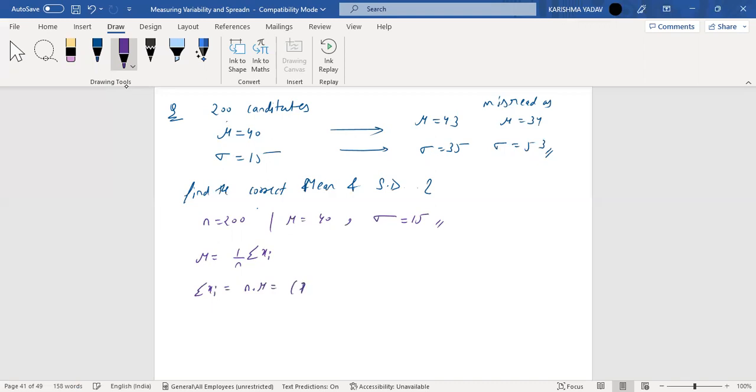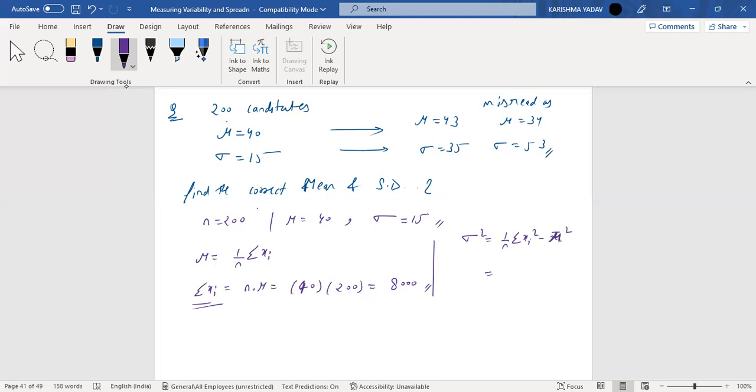N is 200 and the mu is 40. So we got summation of xi that is equal to 8,000. Now what is the formula for the variance? The formula for the variance is 1 upon n sigma xi square minus x bar square, minus mu square.